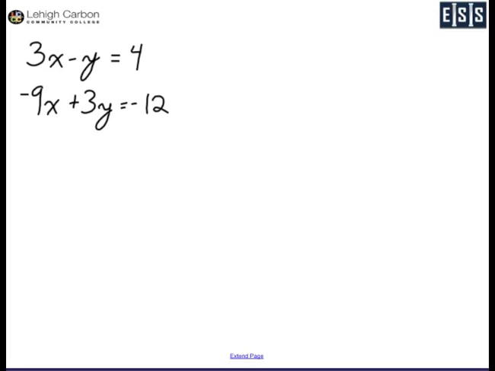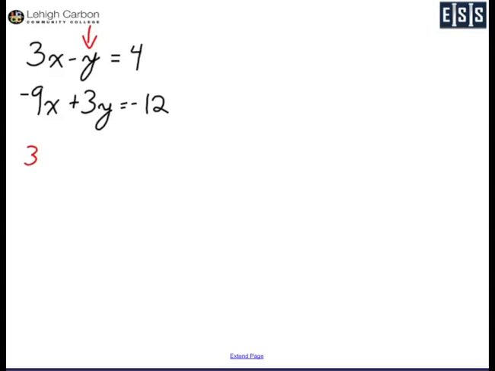Our next example, 3x minus y equals 4, and negative 9x plus 3y equals negative 12. Again, I need to decide which variable do I want to solve for. I could pick x or I could pick y. I can pick either equation. I think this y looks like the easiest one to get by itself.